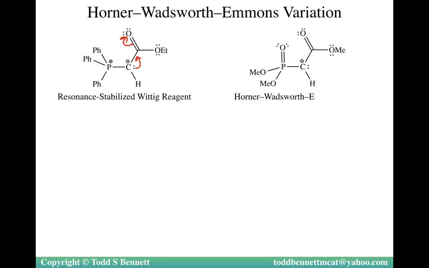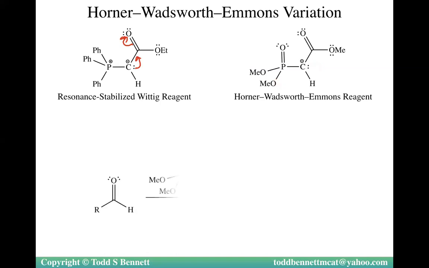Horner, Wadsworth, and Emmons, they did a very similar reagent. So you'll notice it's still a withdrawing group, still an ester, only this time they did a methyl ester instead of an ethyl ester. Not that much different. But what they did is they have two donating groups and one severely withdrawing pi bond on that phosphorus, as opposed to having three bulky groups. So reduced steric hindrance, that's going to help.